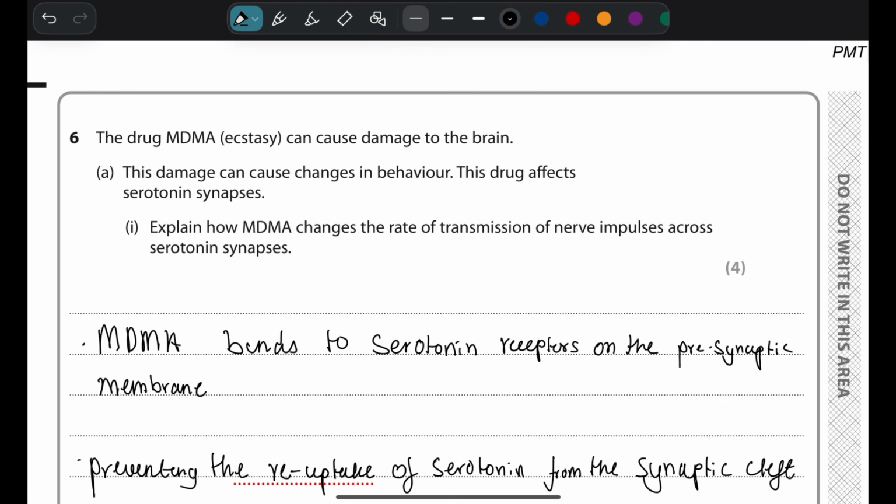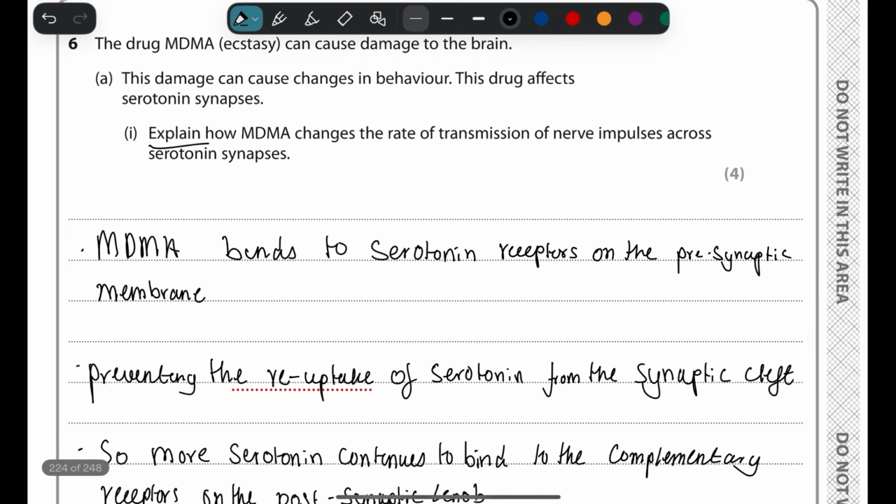So you should know MDMA inhibits the reuptake of serotonin. Yeah, that's something that you should have learned before. Now, that's what we first of all want to say. So we're explaining, so we need a biological principle as to why. But what you need to know is it's going to inhibit serotonin receptors on the presynaptic membrane, which means that you can't reuptake serotonin. Yeah, those are your first 2 points.